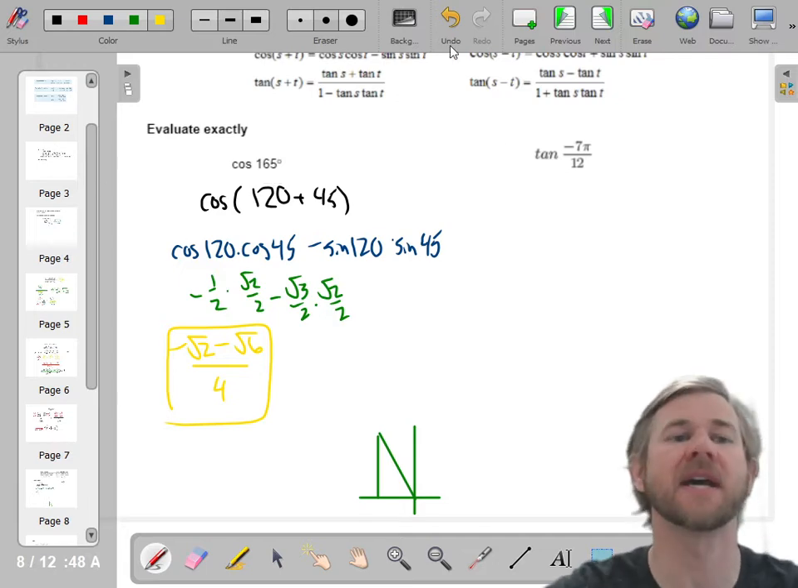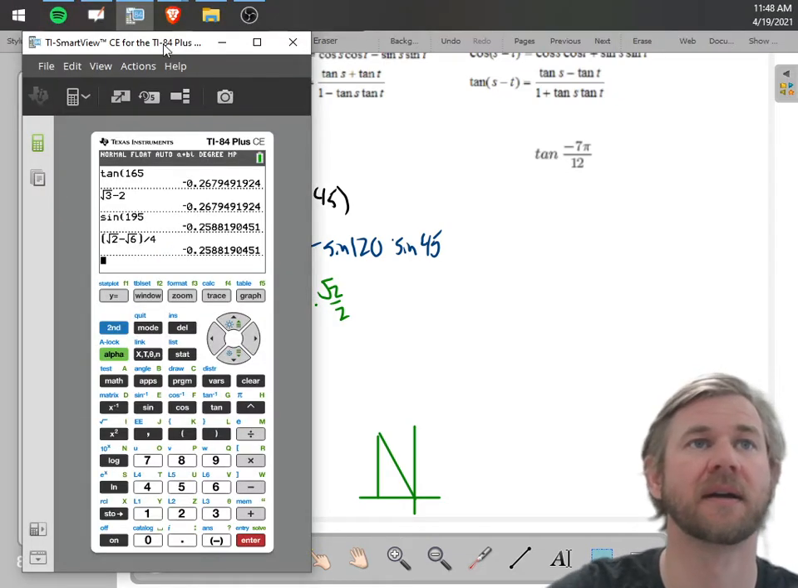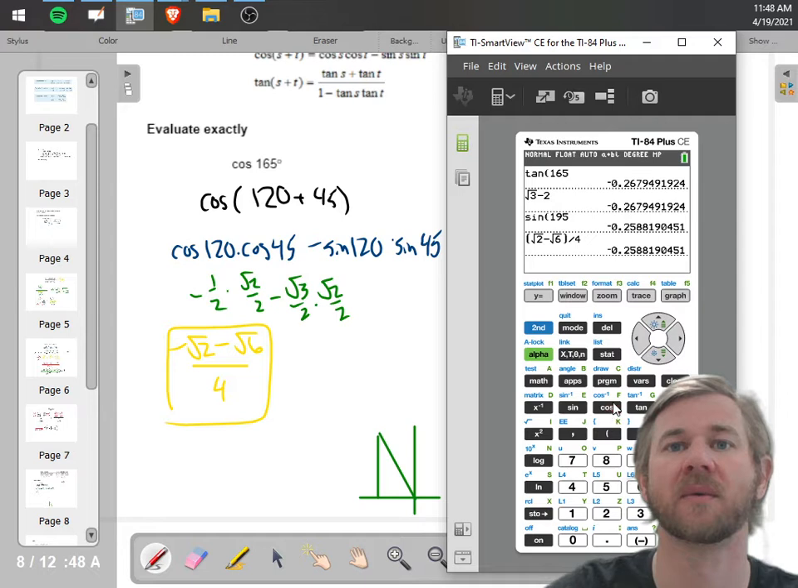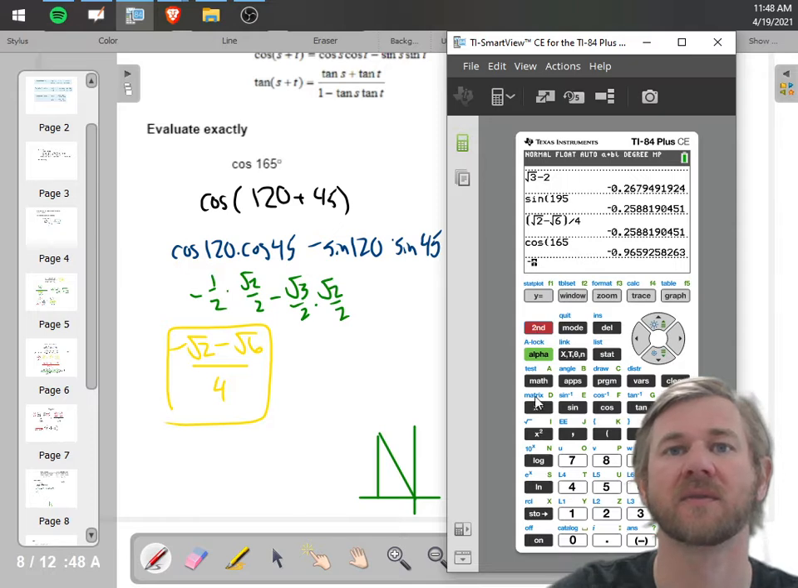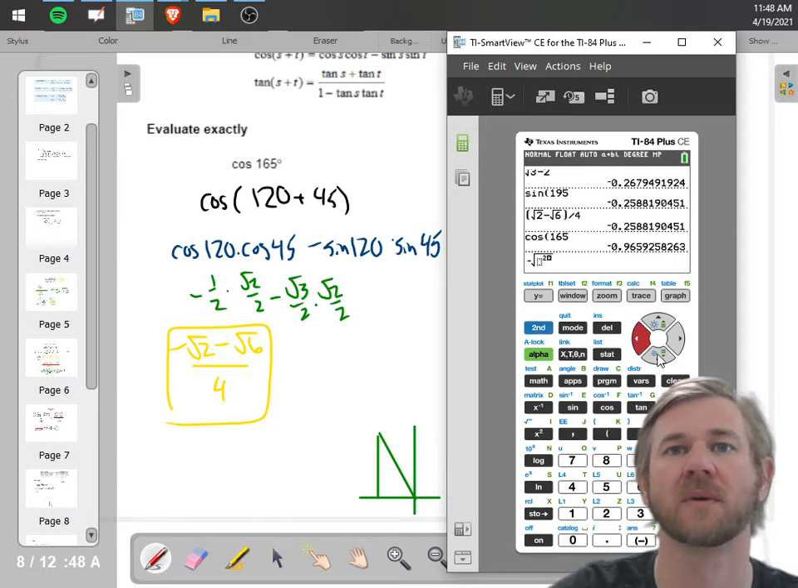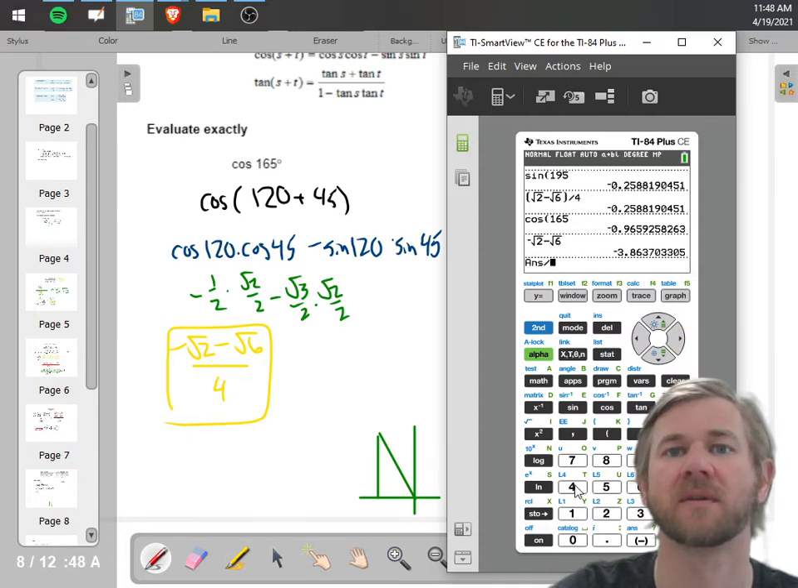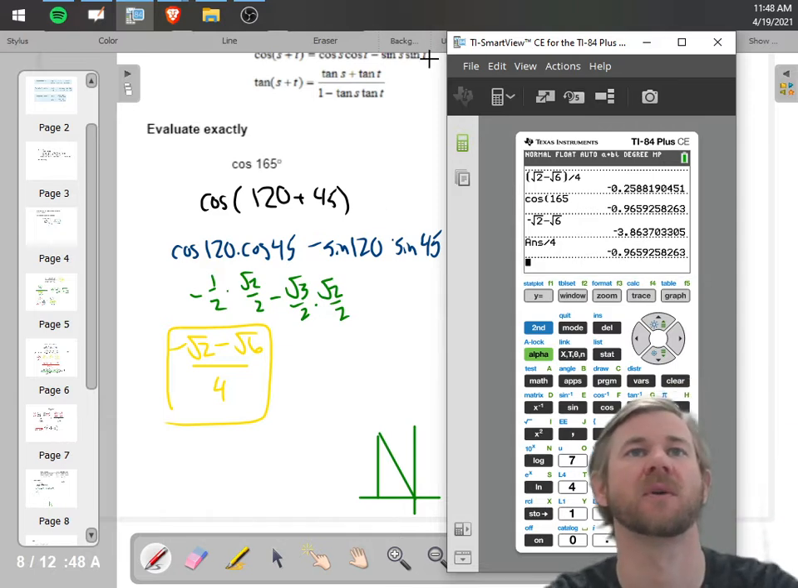And you can check these. So you got your calculator. You're going to say, all right, let's check it. We're going to do the cosine of 165. Oops, 165. And then we'll check it. Negative radical 2 minus radical 6. And I'm going to have to divide this whole thing by 4. Do I get it? Hey, same thing, 0.965, 0.965. Awesome. So I know what I did right.